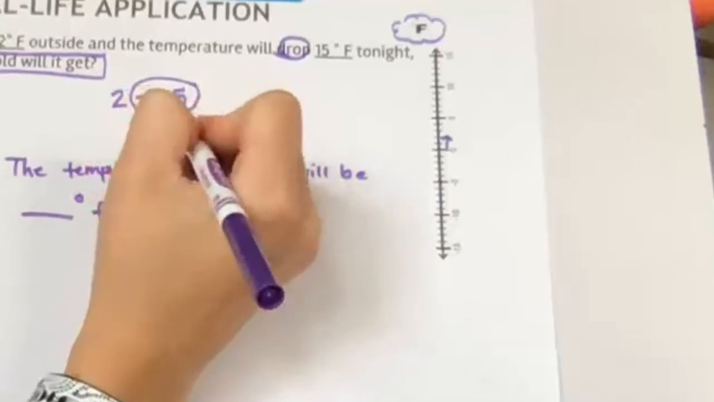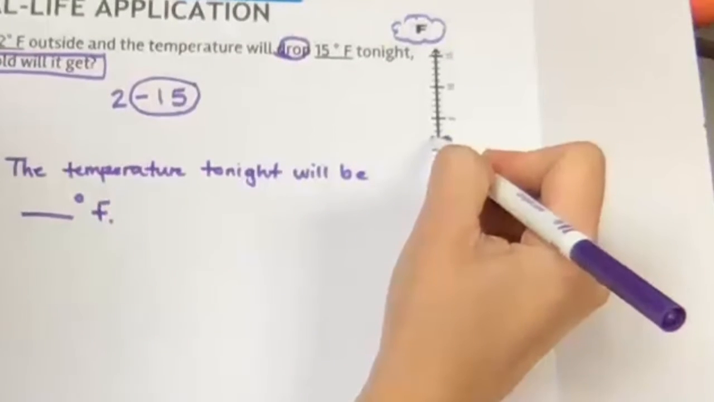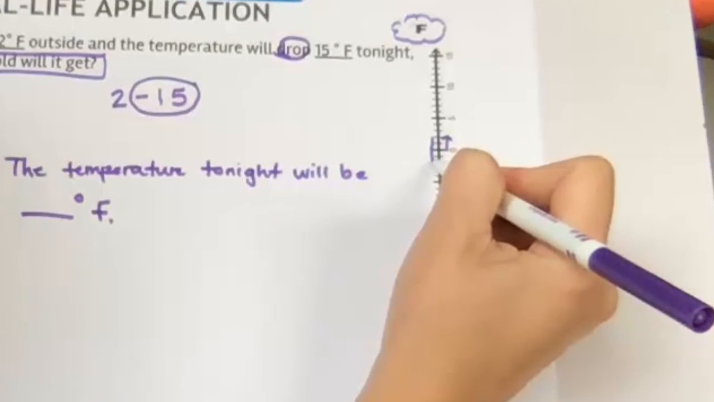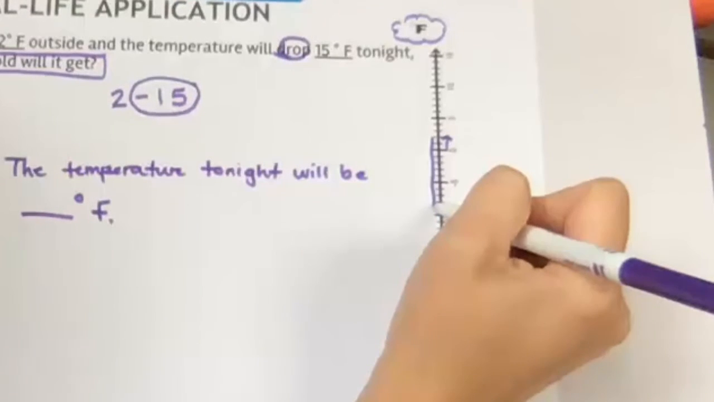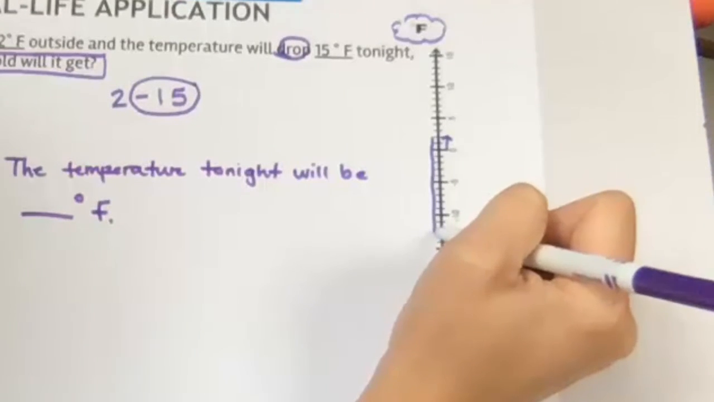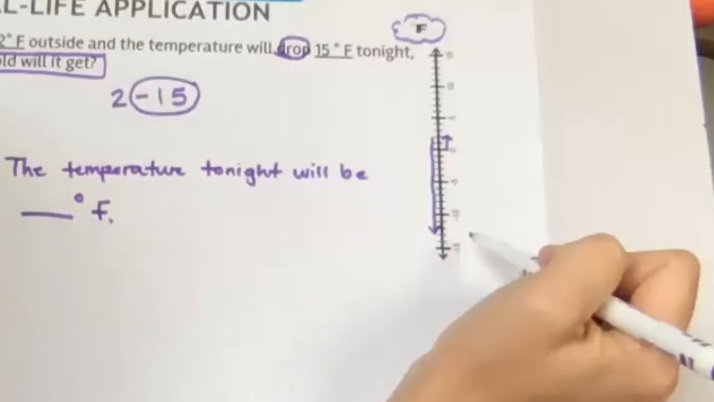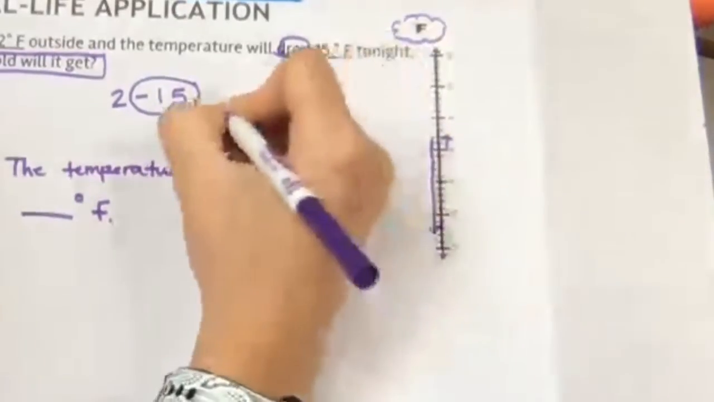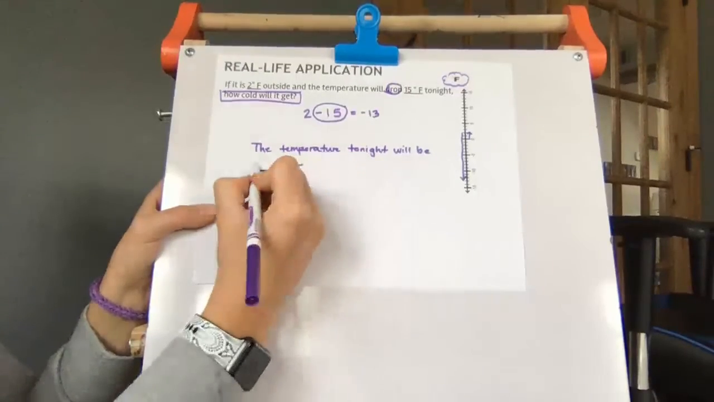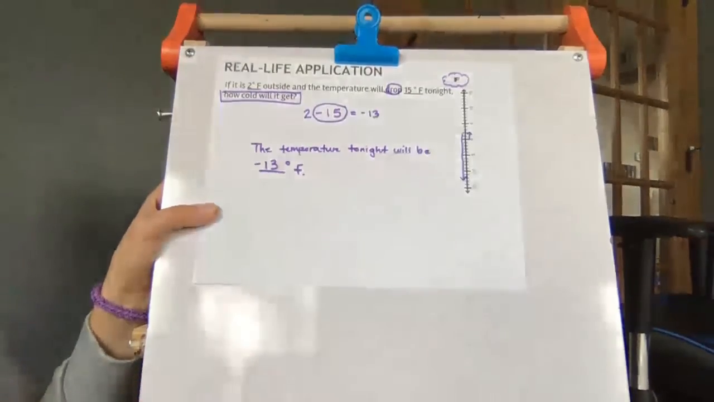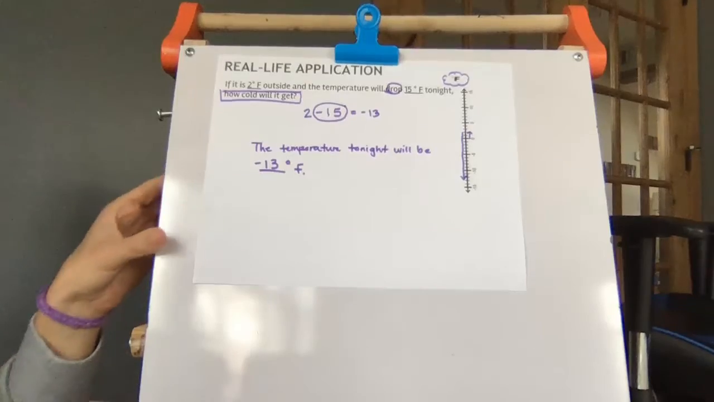I'm taking away 15. So from there, I'm going to go 1, 2, 3, 4, 5, 6, 7, 8, 9, 10, 11, 12, 13, 14, 15. Where am I at? Negative 13. So the temperature tonight will be minus 13 degrees Fahrenheit. Let's look at the next problem.